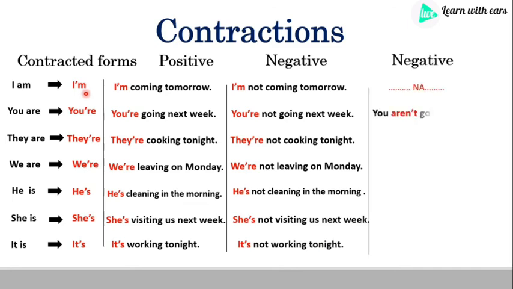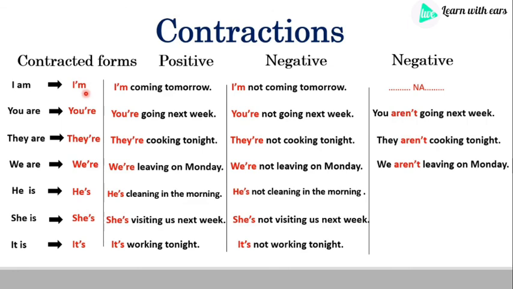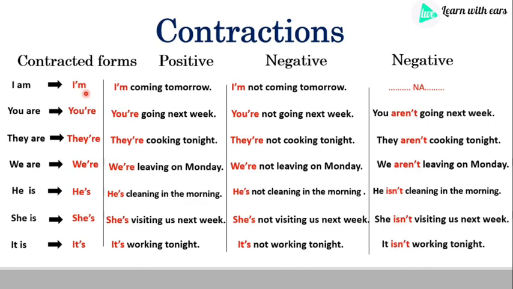Or, you aren't going next week. They aren't cooking tonight. We aren't leaving on Monday. He isn't cleaning in the morning. She isn't visiting us next week. And it isn't working tonight.